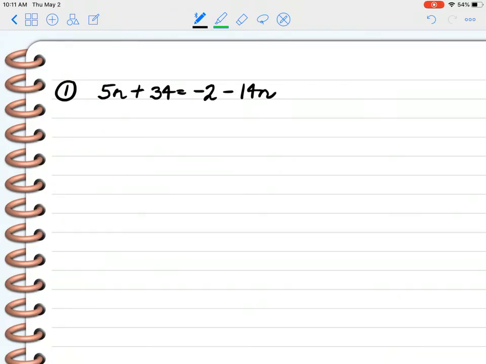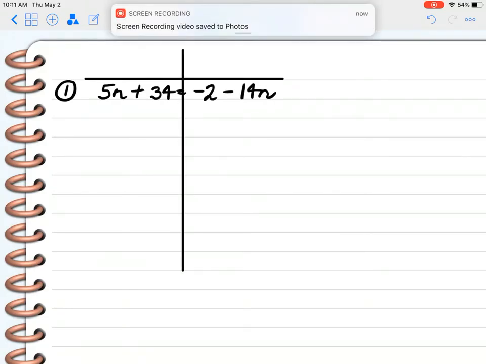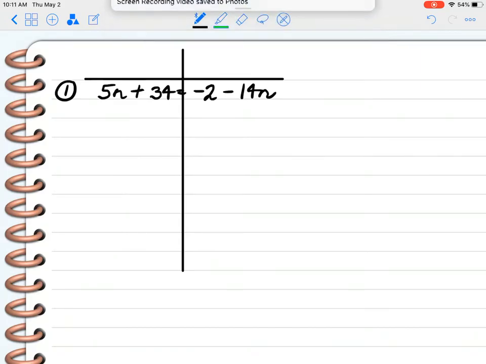Okay, the first one is, as you see here, and I'm going to go ahead and put my frame in there. And then I'm just going to solve this problem. I'm not going to explain it, just going to walk you through the steps unless there's something unusual that I need to tell you about. So starting off, 5 is bigger than negative 14, so let's let this be the boss.